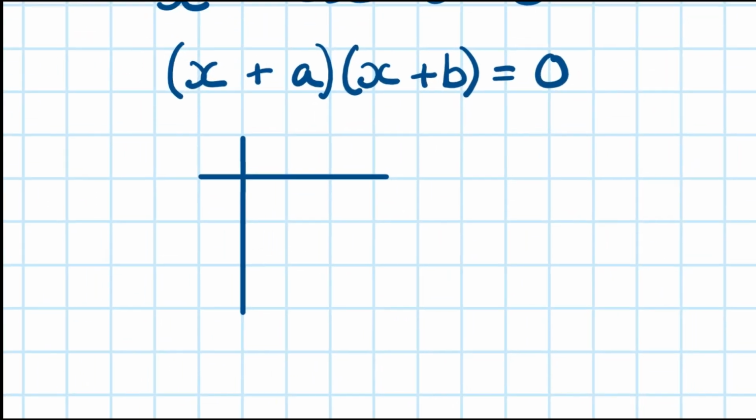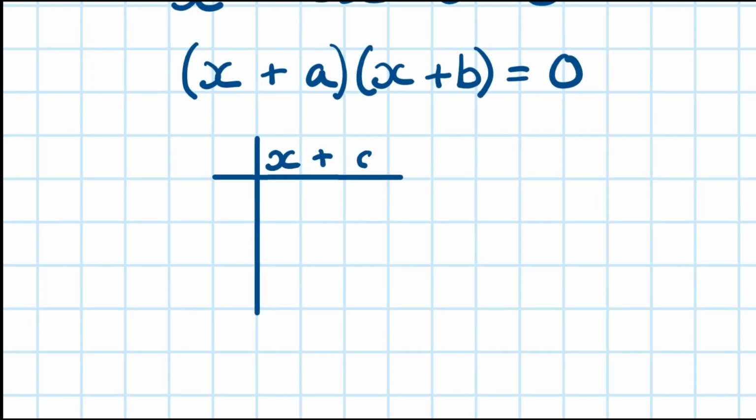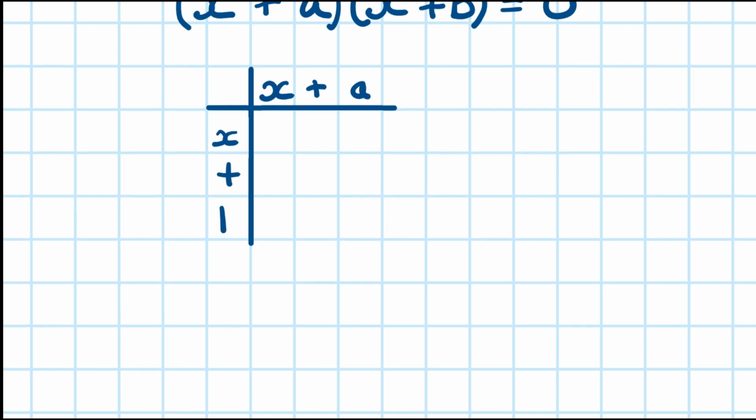Right, so we've laid out our grid. We've got x plus a, and we've got x plus b. X times x is x squared. A times x is ax. X times b is going to be bx. And then b times a is going to be ab, or ba.